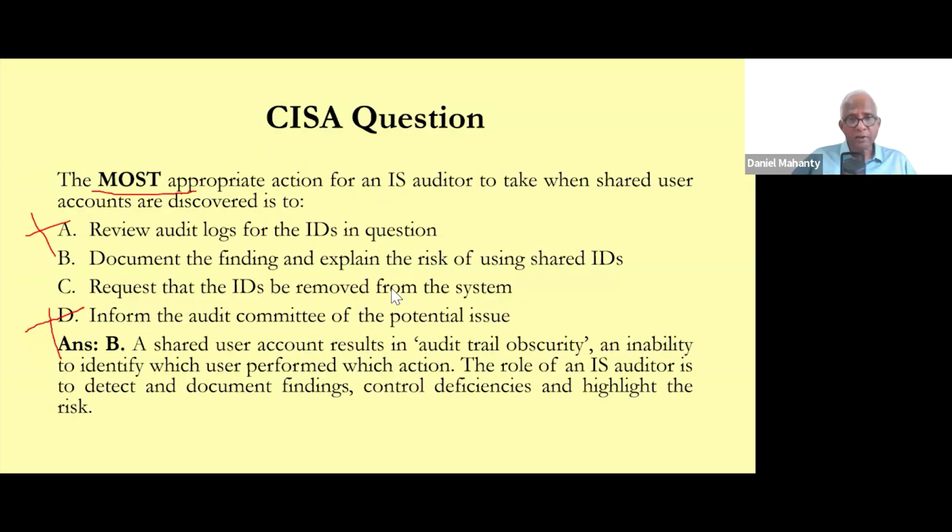A shared user account results in what is called audit trail obscurity, which means multiple people are using the same ID. You cannot determine which action has been performed by which user. So, as an auditor, our job is to detect and document the findings, explain the risk involved, and then ask them to take appropriate action. So, the best answer is B.